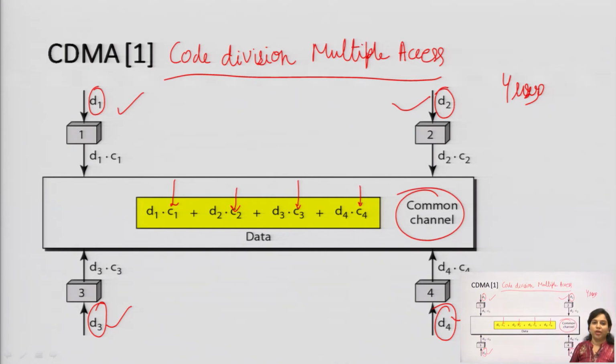So, how are we going to do this? We generate the data multiplied by the code, and these are added together, so that they can access a common channel. Now, you can see that D1 is multiplied by C1 only, D2 is multiplied by C2, D3 is multiplied by C3, and D4 is multiplied by C4, and all this data which is generated together will be added and will accommodate a common channel.